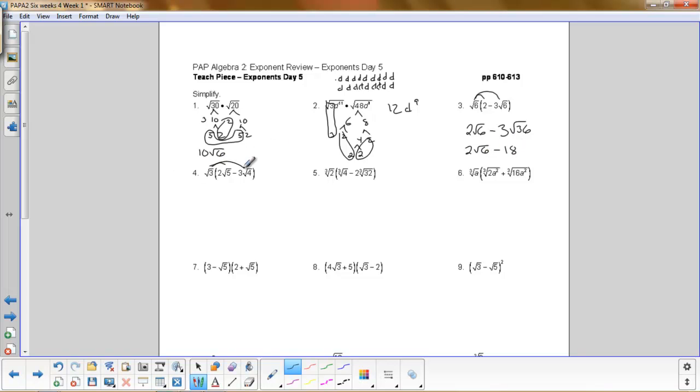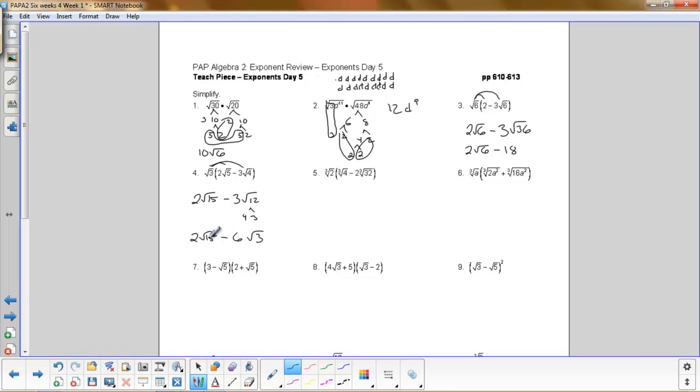Same thing occurs here, and that's going to be 2 root 15 minus 3 root 12. And the only thing you would have to do here is try to break these down to see if they could simplify, and if they can simplify, you would. So this breaks down into 4 and 3, and that's 2, so 2 times 3 is 6. So 2 root 15 minus 6 root 3 is your simplified result.